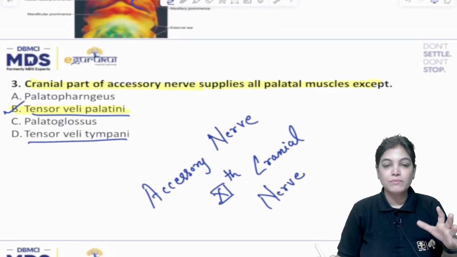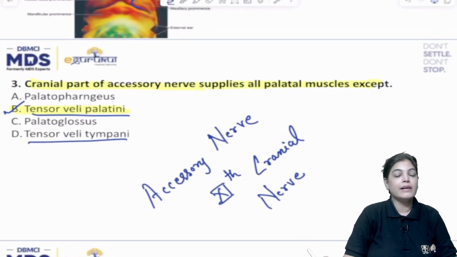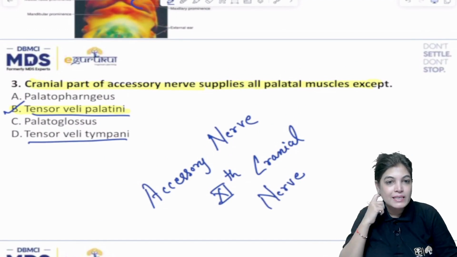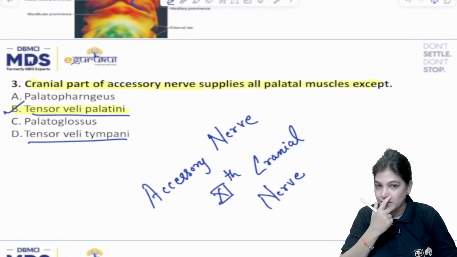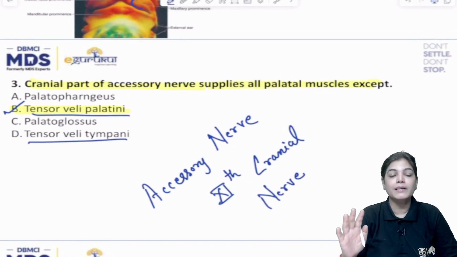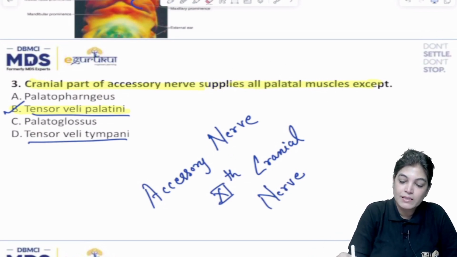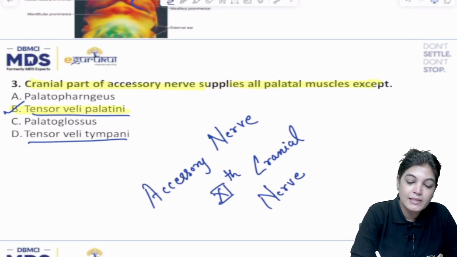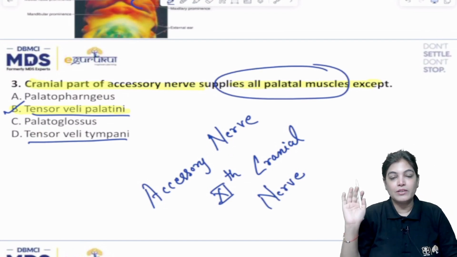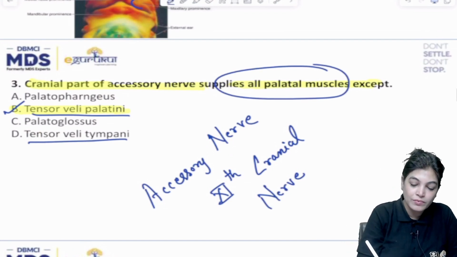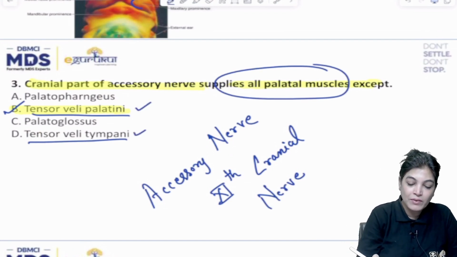And here there is one more option which is tensor veli tympani. Actually, tensor tympani muscle, we have got two muscles in the middle ear cavity. One is stapedius muscle and another is tensor tympani. So tensor tympani is also supplied by trigeminal nerve, but here the muscle of the soft palate, the palatal muscle, was asked. What is asked? The question is about the innervation of the palatal muscle. So both of these are not supplied by vagus carrying the fibers of cranial part of accessory.